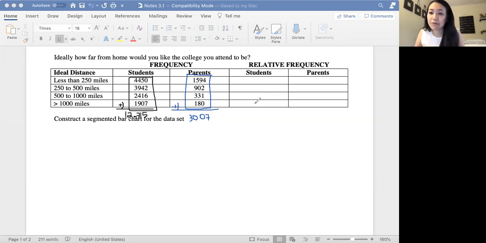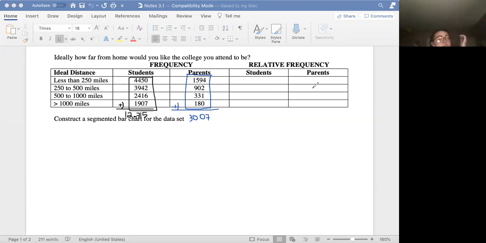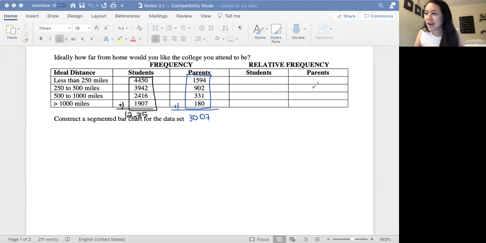Karis, I'm going to put you on the fourth one for students. Matthew, I'm going to put you on the first one for parents. Lishan, you're going to be the second one for parents. Nick, I'm going to have you on the third one for parents. And Clancy, I'm going to have you on the fourth one for parents.